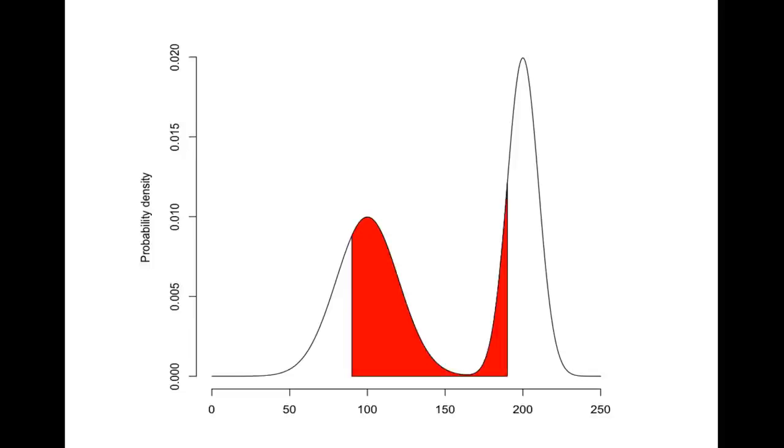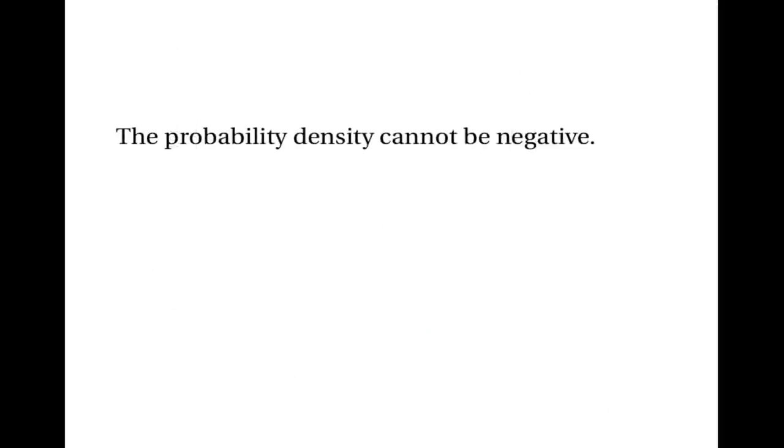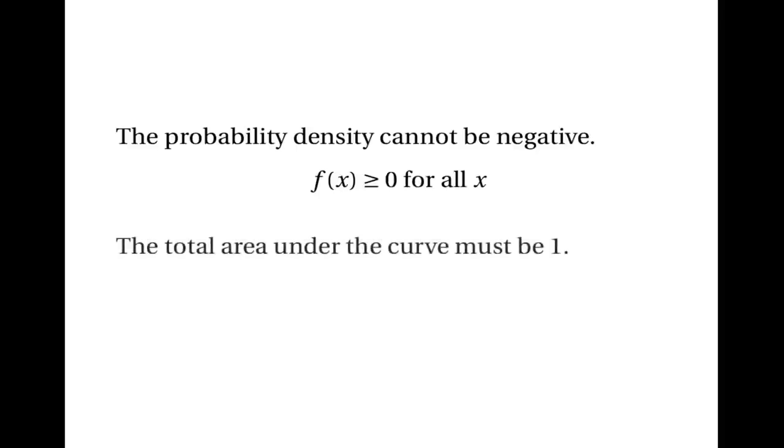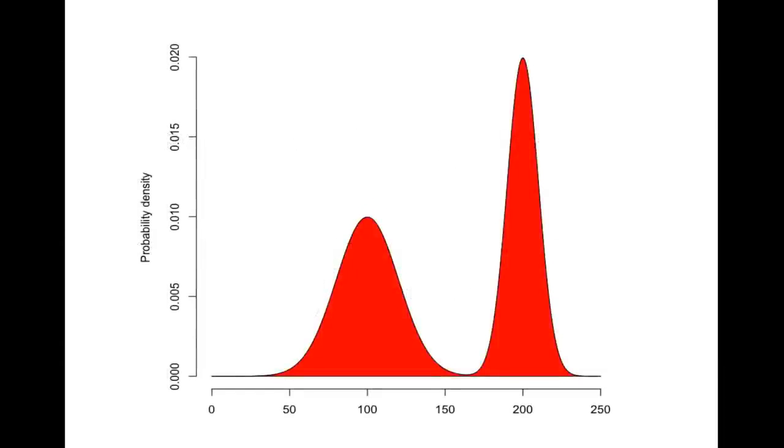There are a couple of more points that you need to know. The first is that the probability density can't be negative, because otherwise we'd end up with some negative probabilities, which doesn't make sense. So that means that the output of the probability density function must be greater than or equal to 0 for any possible input. The final thing is that the total area under the curve must be 1, because the total probability must be 1. And so the integral of the probability density function over all possible values must equal 1. This area here must equal 1.